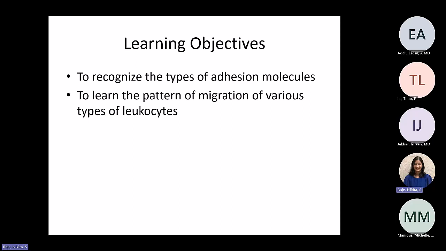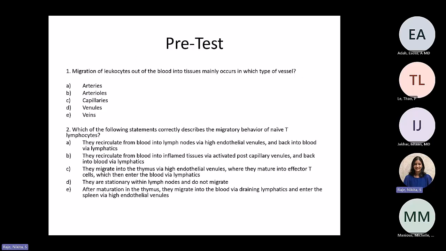Couple of pre-test questions here. We'll come back to these at the end. Migration of leukocytes out of the blood into tissues mainly occurs in which type of vessel? And which of the following statements correctly describes the migratory behavior of naive T lymphocytes?